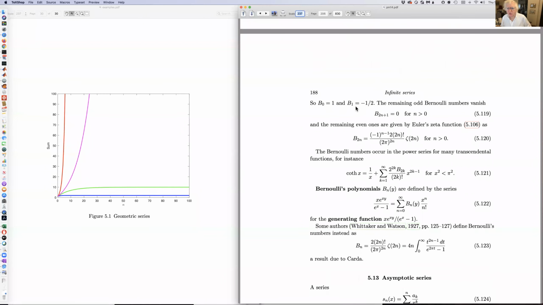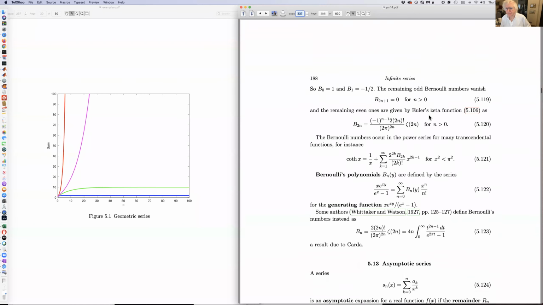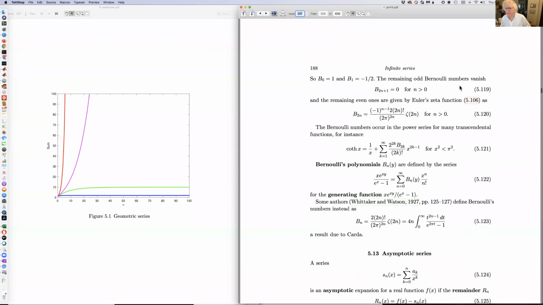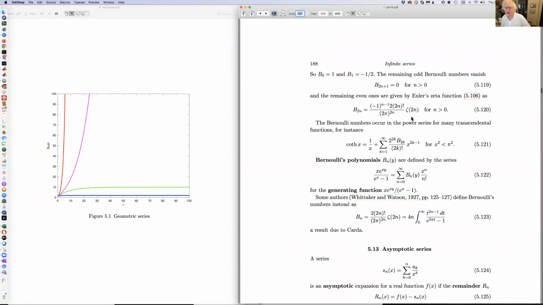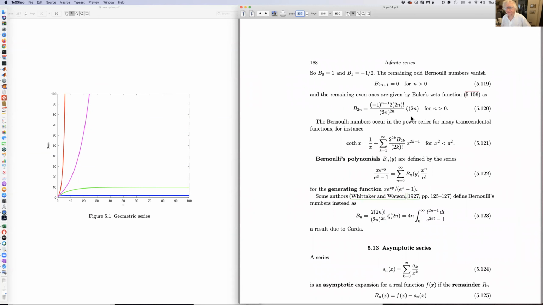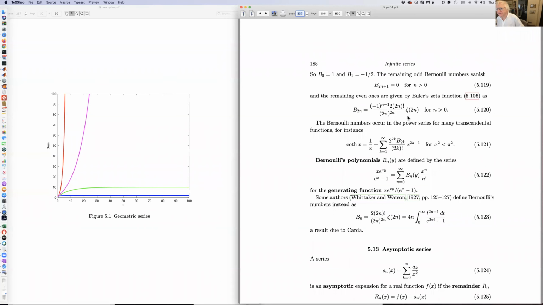B0 is 1, B1 is minus a half. The other odd Bernoulli numbers are all 0, and the even ones turn out to be given by Euler's zeta function. And remember, the even values of the zeta function. I call it Riemann or Euler zeta function. This should be Riemann, shouldn't it? All right, let me fix that later.